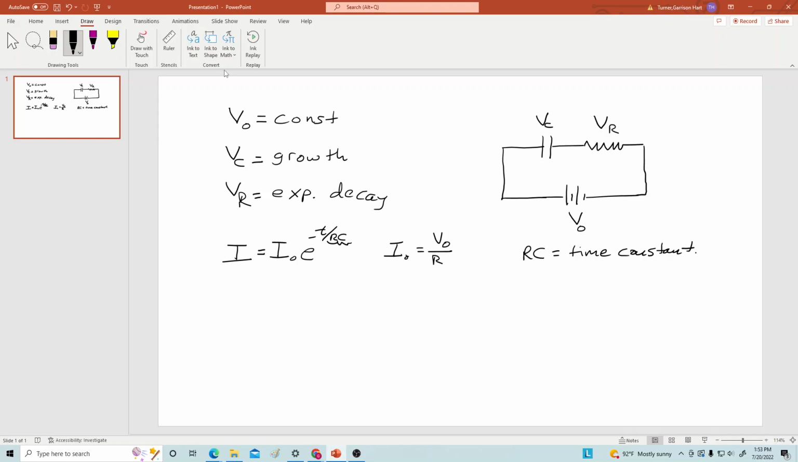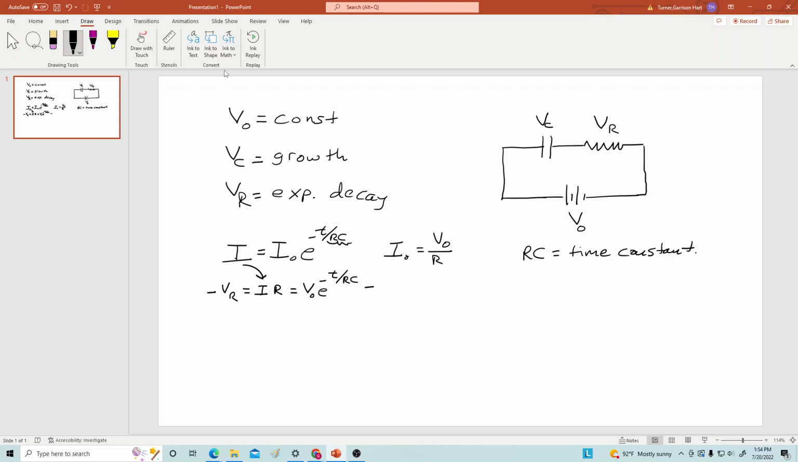Okay, so the current follows this exponential decay law, but by Ohm's law, the potential through the resistor has to be the current times the resistance. So if the current is exponentially decaying, so is the potential across the resistor. So the potential across the resistor then follows the same exponential decay rule, where instead of the initial current, your initial value is now the voltage of the battery. Okay, so this is the potential across the resistor.